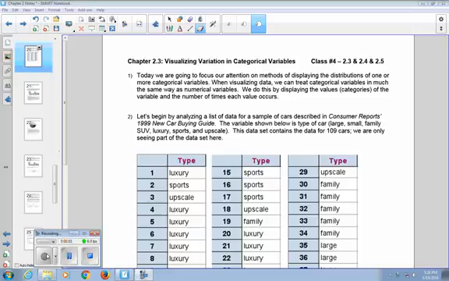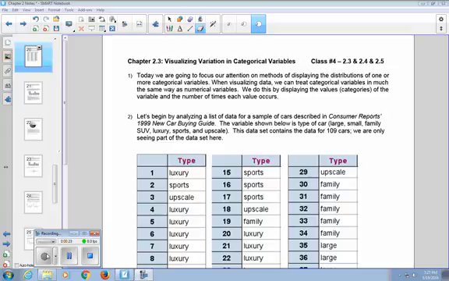Hey, Chapter 2.3, Visualizing Variation in Categorical Variables. Today we're going to focus our attention on methods of displaying the distributions of one or more categorical variables. When visualizing data, we can treat categorical variables in much the same way as numerical variables. We do this by displaying the values, the categories, of the variable and the number of times each value occurs.